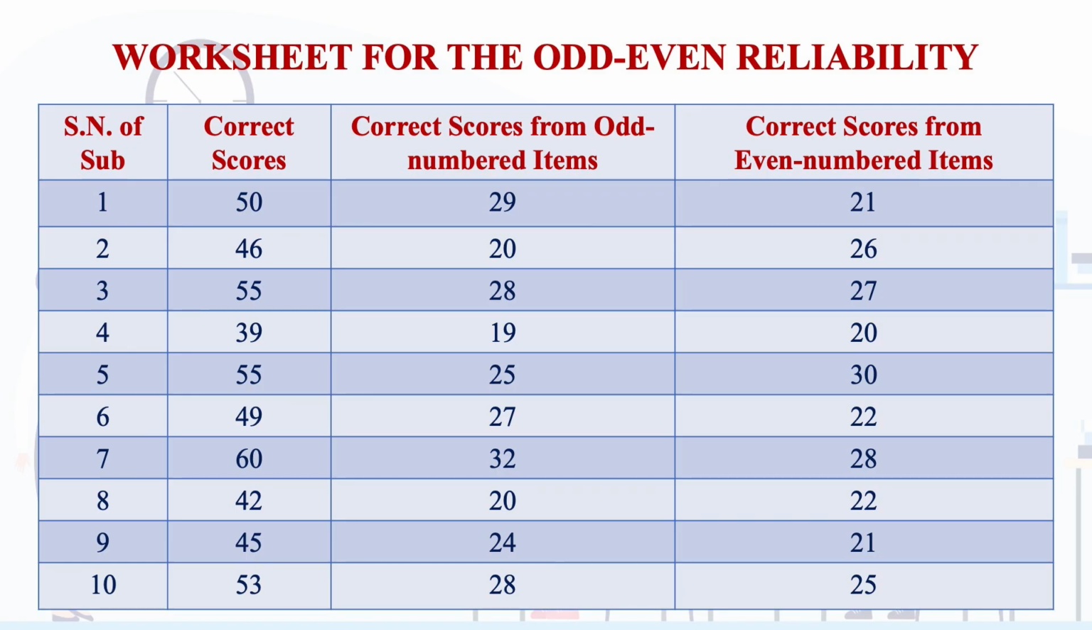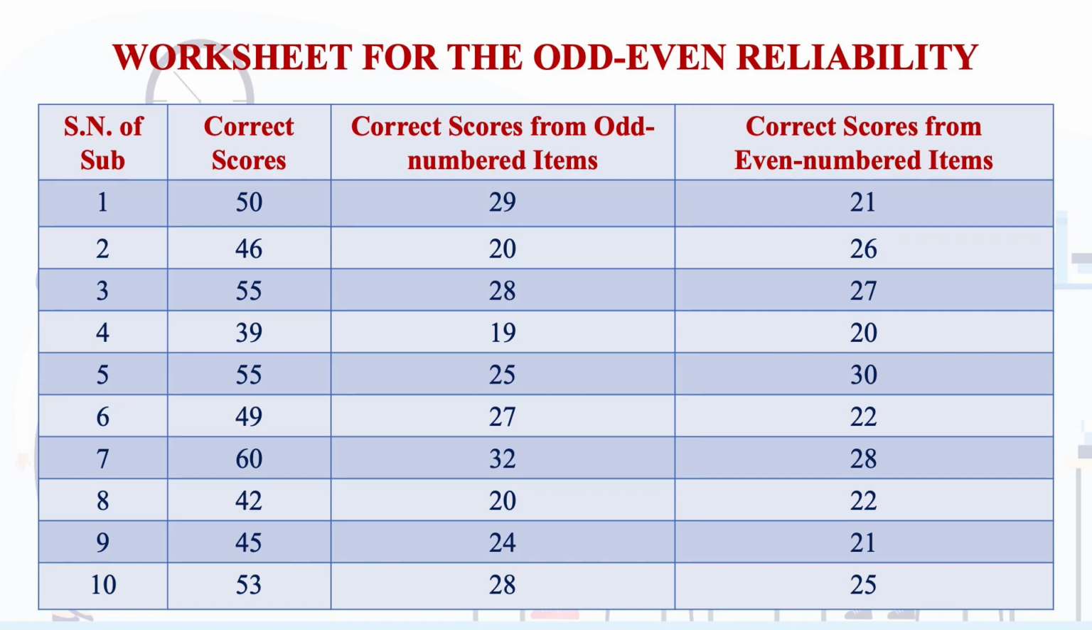So here you see how to split the whole test into two half tests. On this table, the first column is the serial number of the subject, that means the students upon whom the test will be administered. Further, correct scores are there. After administering the test, let student number 1 have secured 50, student number 2 secured 46, student number 3 secured 55.